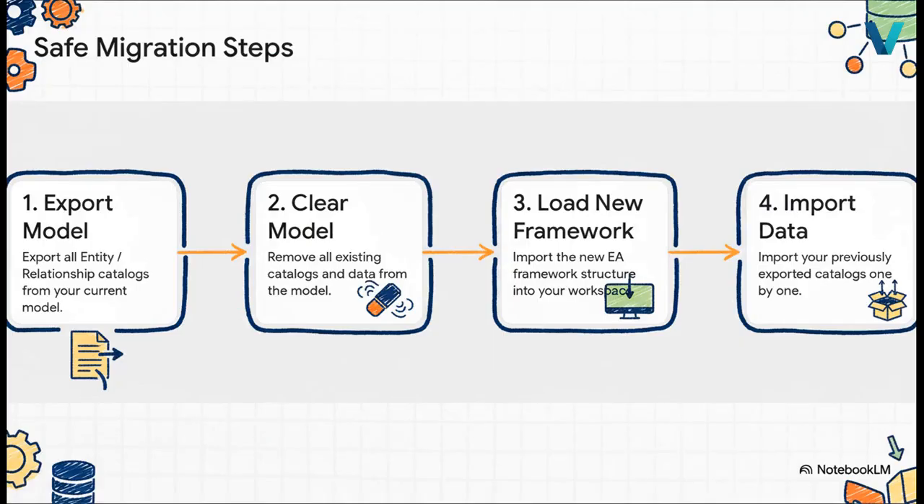Okay, let's walk through this one carefully because the order here is everything. Step 1, export your current model. This is your backup. It is not optional. Step 2, clear the model. Get everything out of there. Step 3, load your shiny new framework into that now empty workspace. And finally, step 4, you carefully re-import your data, catalog by catalog. The sequence here is absolutely critical.